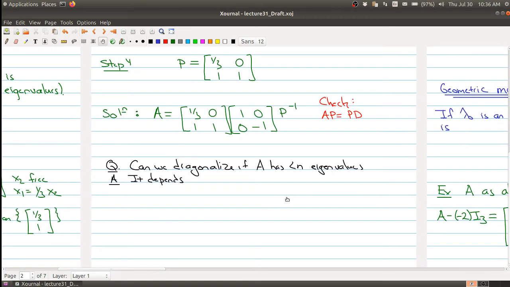And I left off last lecture with this exact same question: can we diagonalize a matrix A if it has fewer than n eigenvalues? And it depends. And what does it depend upon? Well, we're going to see that it depends upon the size of the eigenspaces. So we'll make this clear when we come to the second part of today's lecture.